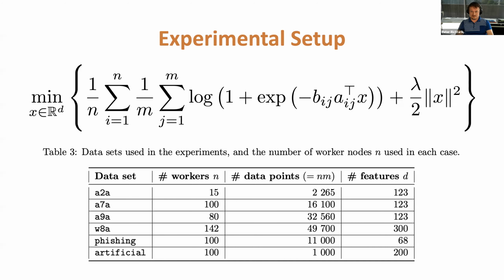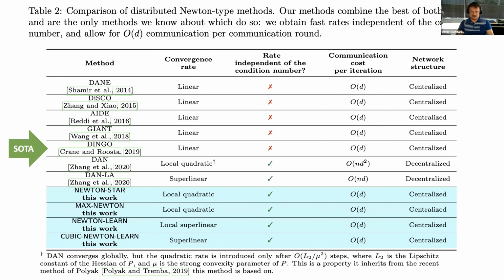So this is some sort of baby setup with L2 regularized logistic regression and with some artificial and LIBSVM datasets to see whether this concept works. I will just skip this. Well, maybe I will not skip it. In one of these experiments, we compared to what we believe is the best second order distributed method, BINGO. So these authors, Crane and Roosta, show that their method outperforms previous second order methods. So we only compared to that, and we compared to first order methods also.